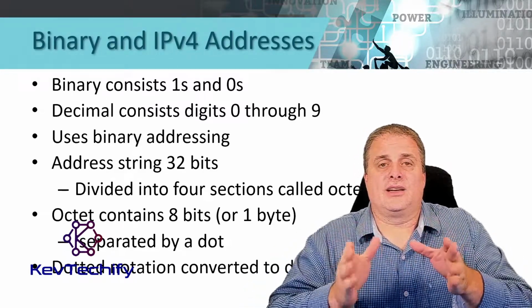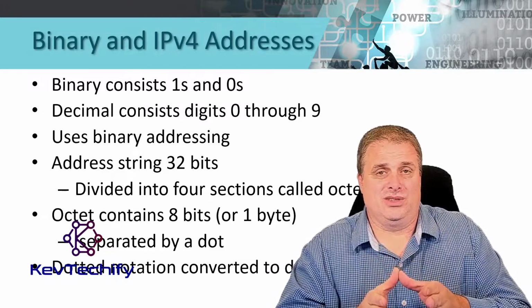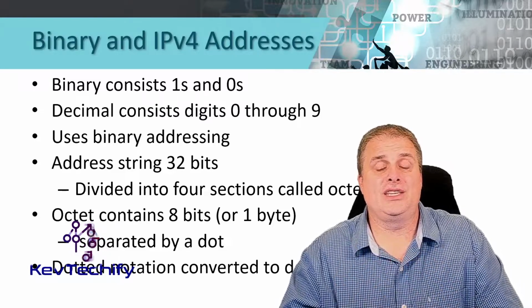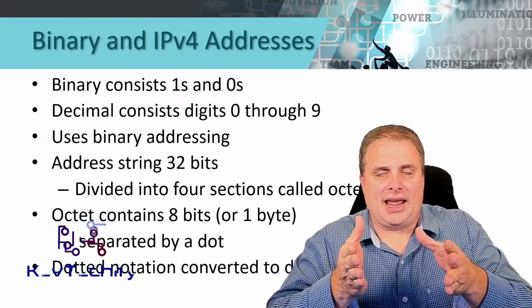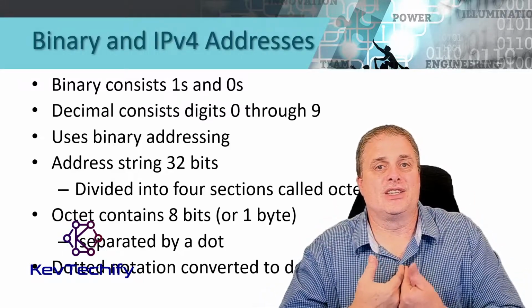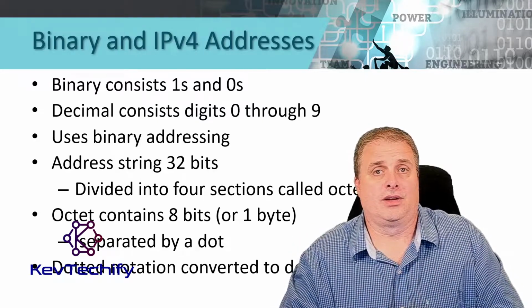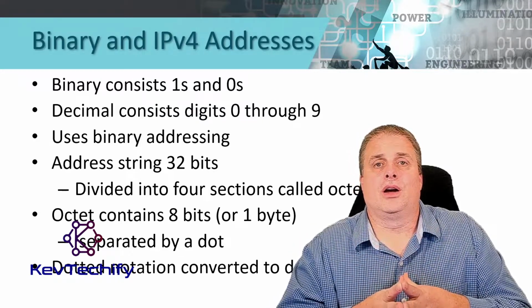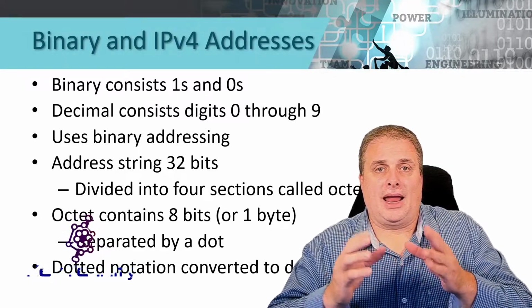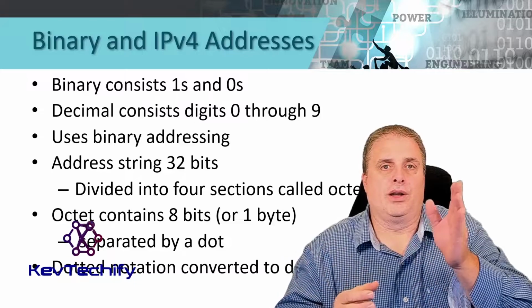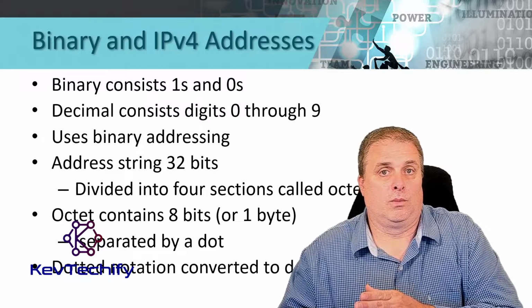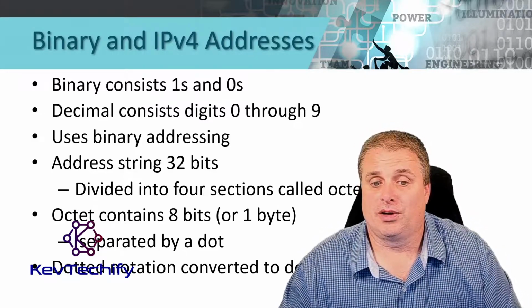Now, instead of looking at 8 ones or zeros in each octet, what we do for humans to make it a little bit easier is we take those 8 ones or zeros in binary, and then we convert it into decimal to give us a number between 0 and 255. It's much easier to remember a number like 192 than it is to remember 8 ones or zeros. The example would be 11001001. 192 is a lot easier to remember than that.